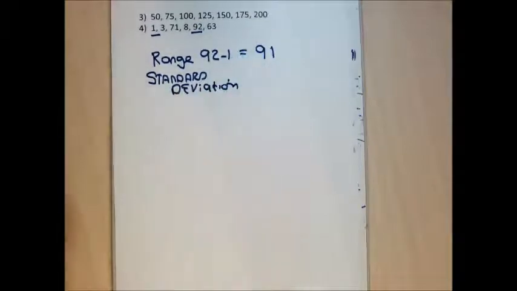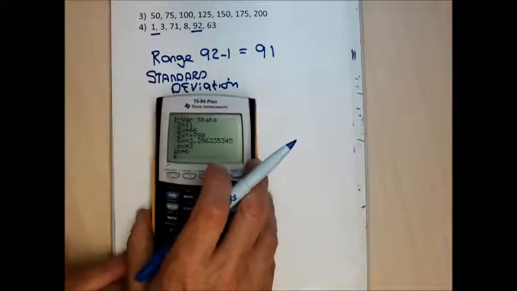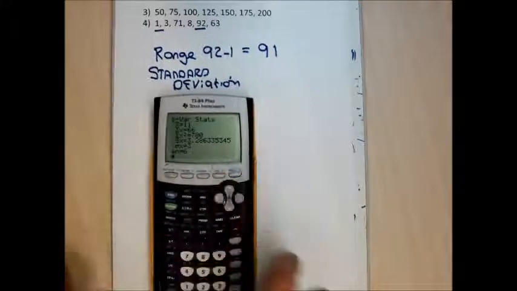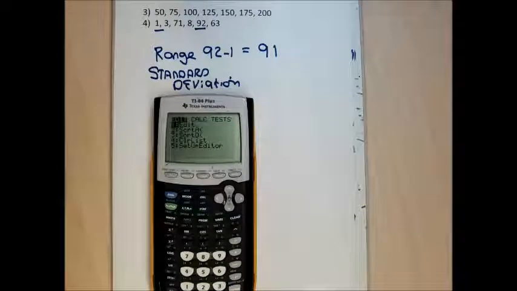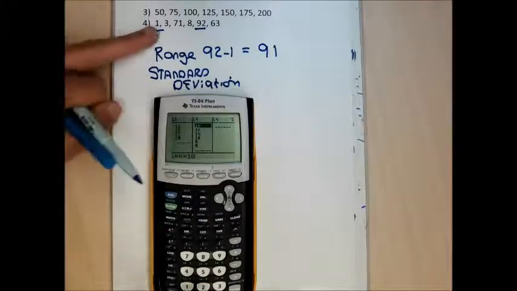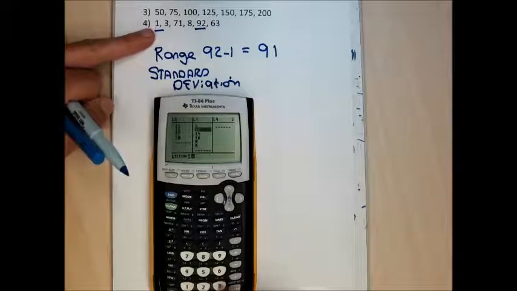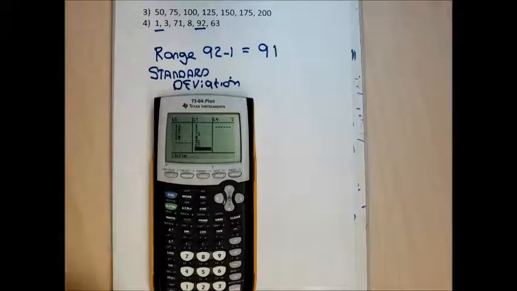So let me just go through the process just in case you're not getting it yet. To do the standard deviation on your calculator, you hit the stat button. Once the edit and the 1 are highlighted, you hit enter. And I'm going to enter the data: 3, 71, 8, 92, 63. Enter. I have the data in.